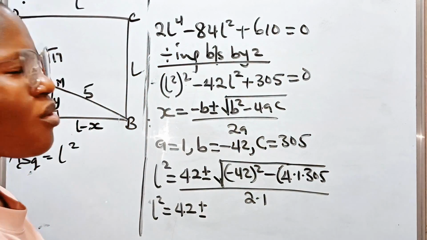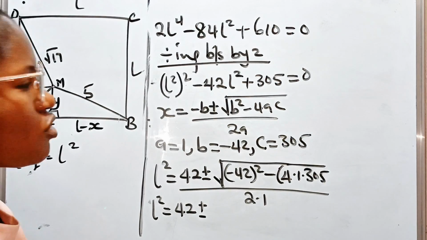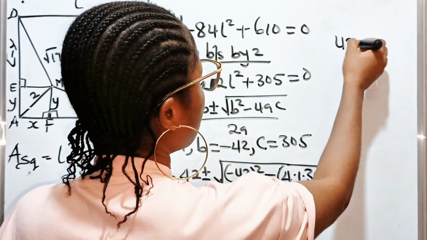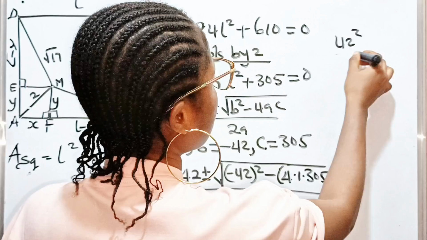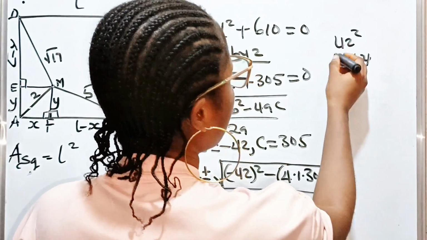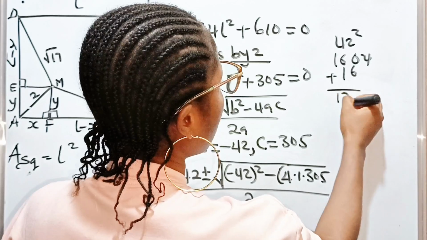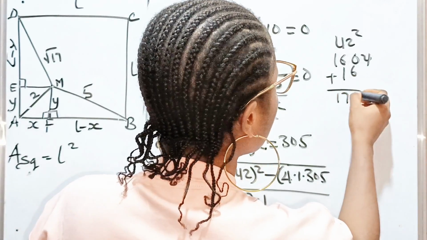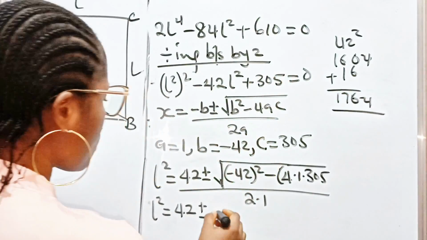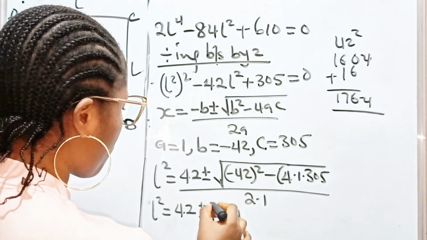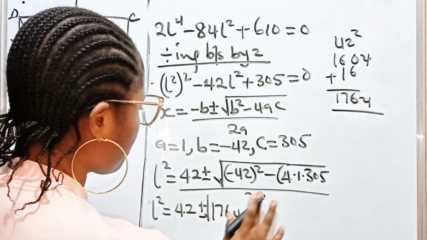So plus or minus, oh god, I've cleaned it and I've forgotten what I got. So 2 squared is 4. 4 squared is 16. 4 times 2, 8 times 2 is 16. So 1764, that is what I got. So we have 1764.